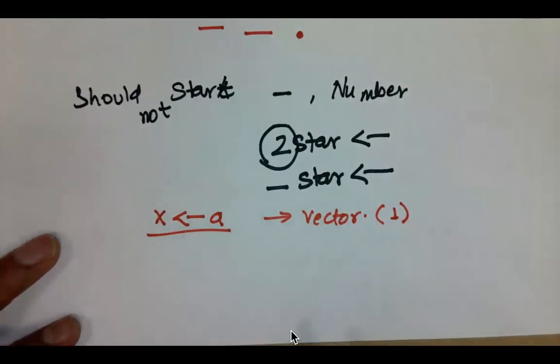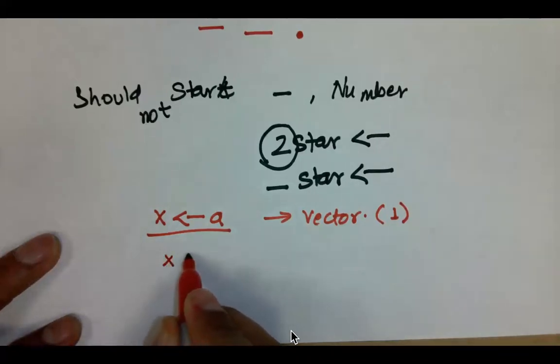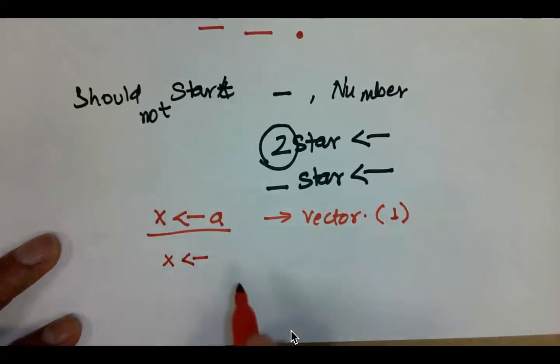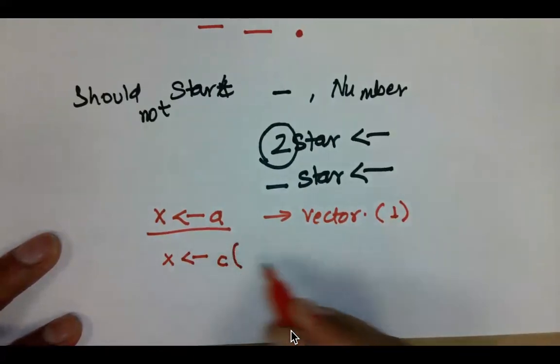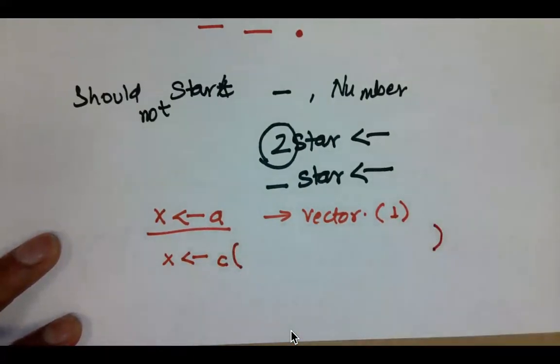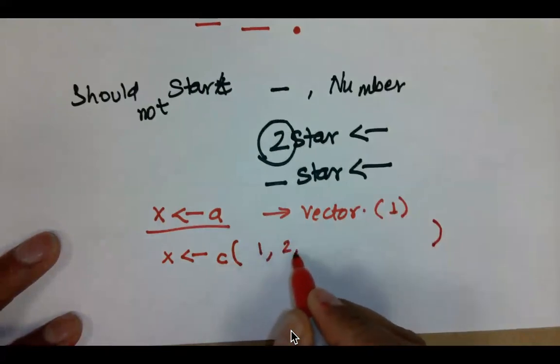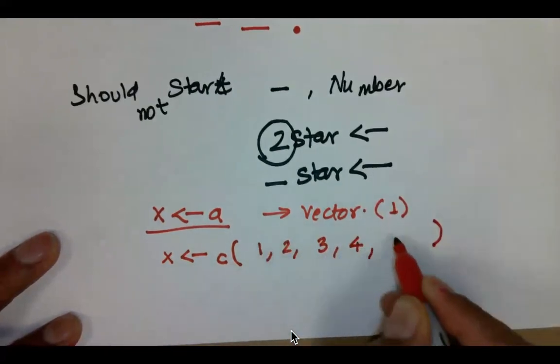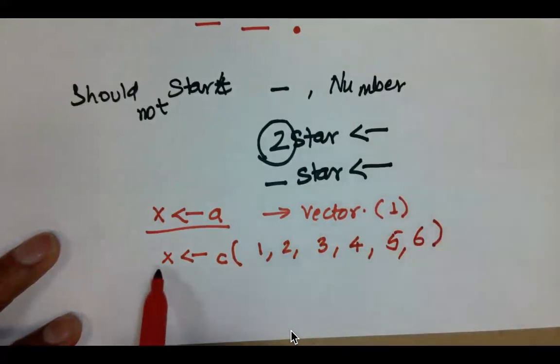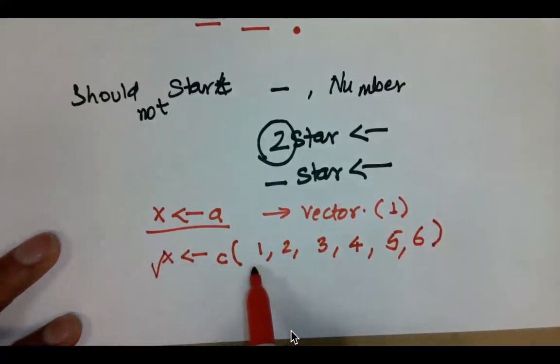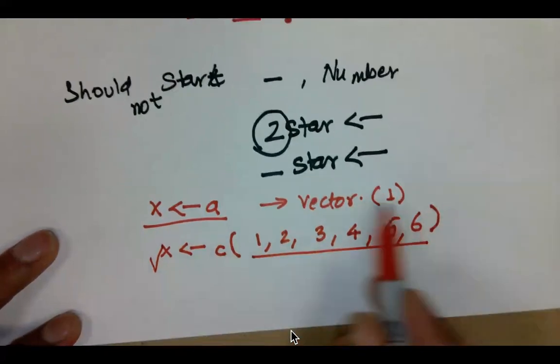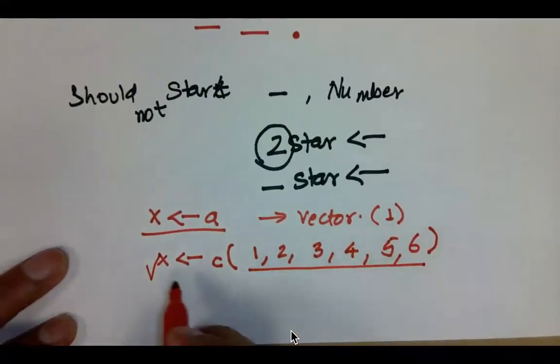So how do we add multiple values or elements in the same vector? We use the same assigner, and this time we use the lowercase c, which stands for concatenate or combine. It puts together whatever you put inside. So you can put 1, 2, 3, 4, 5, 6. Now x is a variable holding a multiple-element vector. It has six elements inside it.